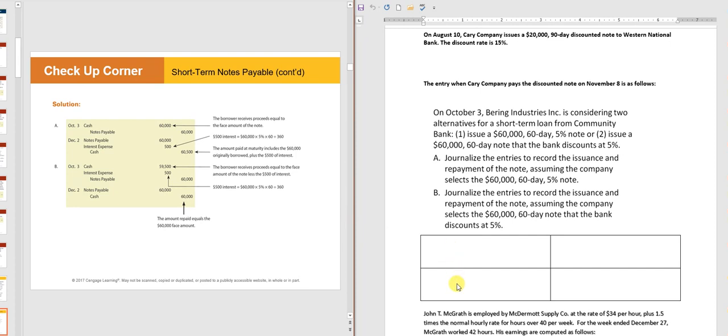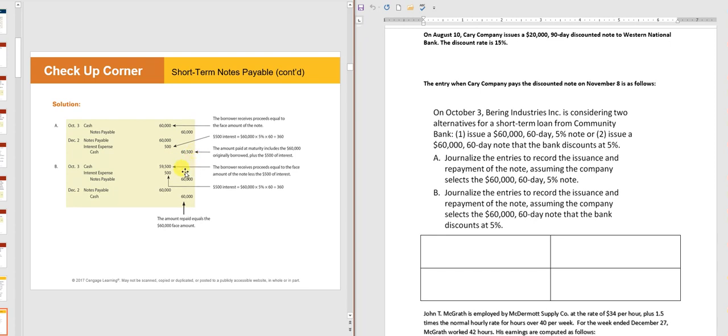And then when I pay it back, I'm going to have to get the notes payable off my books, so debit notes payable. Calculate your interest, which is principal 60,000 times rate 0.05 times 60 divided by 360, or 2/12. I get $500, so I pay back 60,500 in cash.